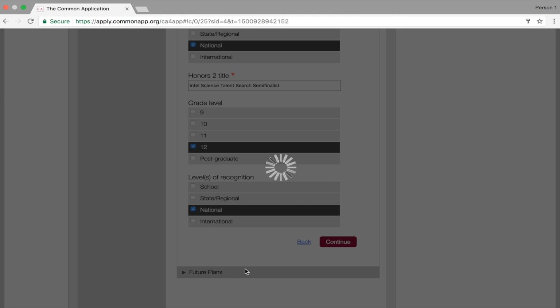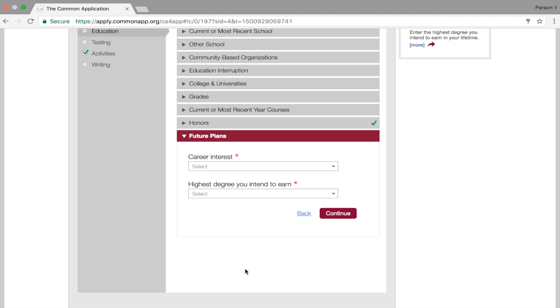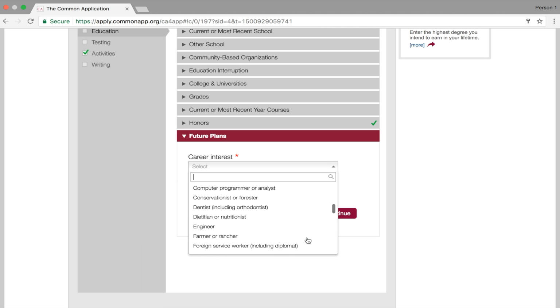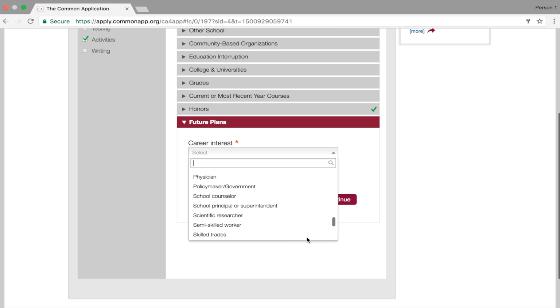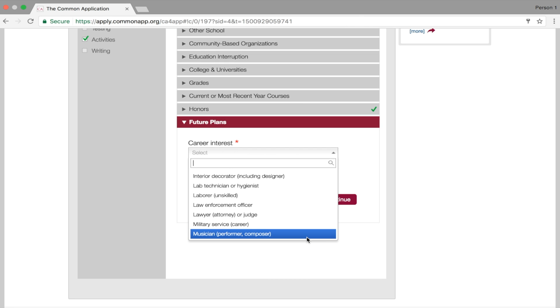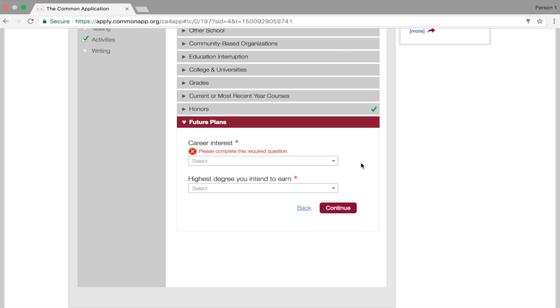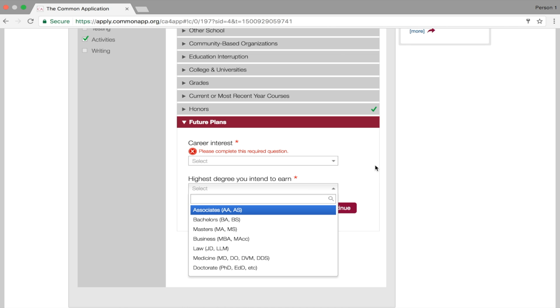Future plans, it really doesn't matter what you put. I would just suggest putting something that is in line with the extracurriculars you put down and what you've been doing so far in high school. But it doesn't actually have to be what you legit want to do with your life, because that's so much pressure. They're not gonna hold you to that.